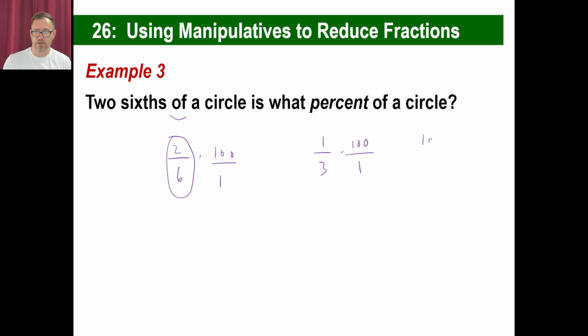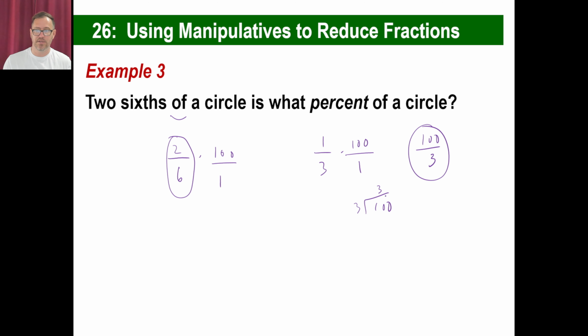1 times 100 is 100. 3 times 1 is 3. Don't forget, every fraction is a division. Okay, 3 into 100. Let's do this in our heads. Ready? In other words, we're going to go 3 into 100 in our heads.